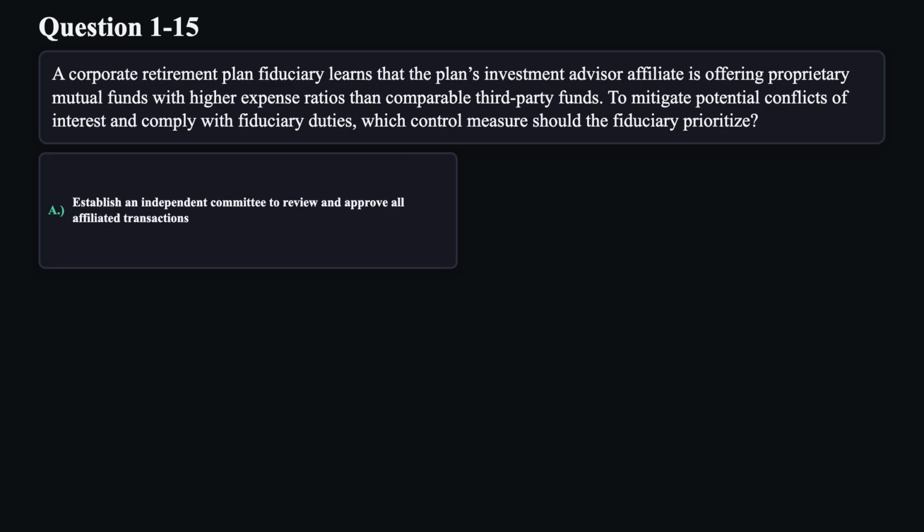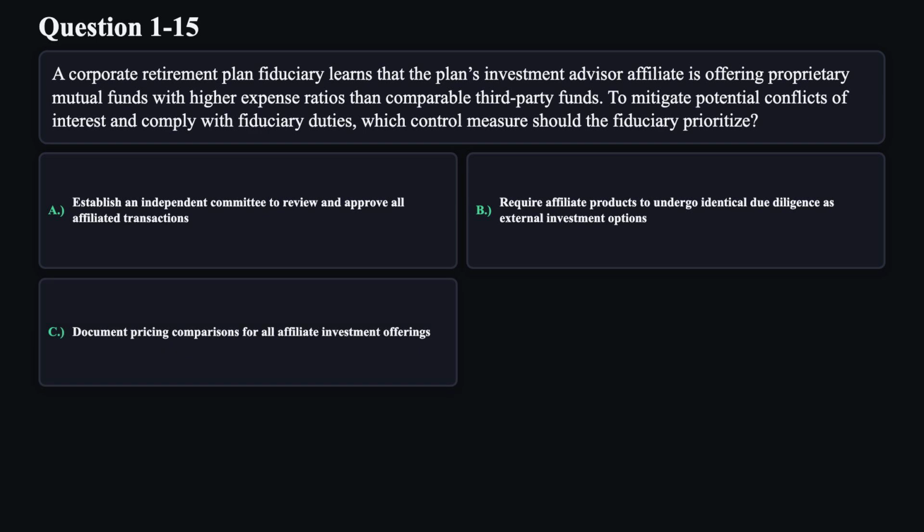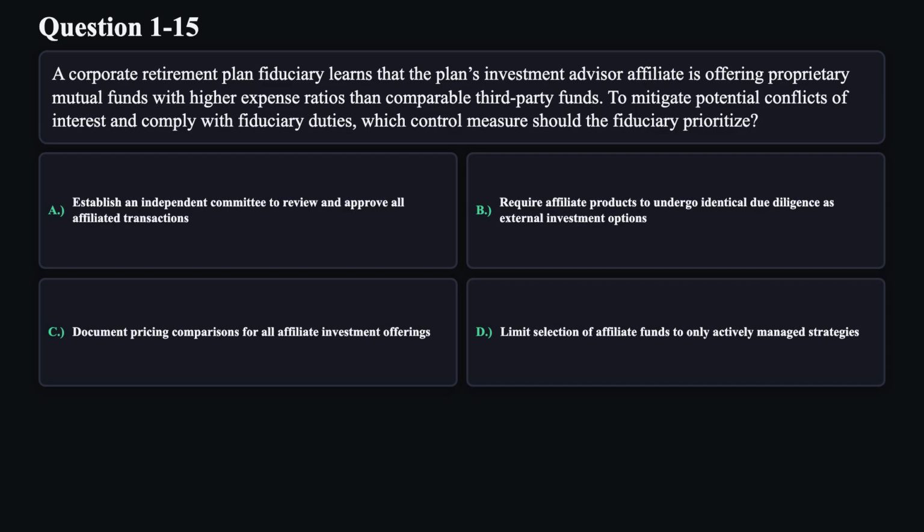A. Establish an independent committee to review and approve all affiliated transactions. B. Require affiliate products to undergo identical due diligence as external investment options. C. Document pricing comparisons for all affiliate investment offerings. D. Limit selection of affiliate funds to only actively managed strategies.